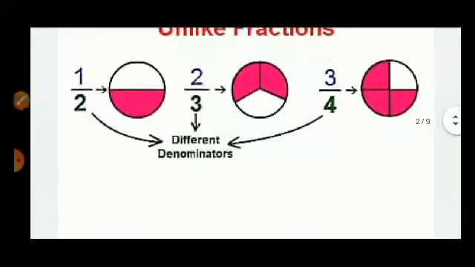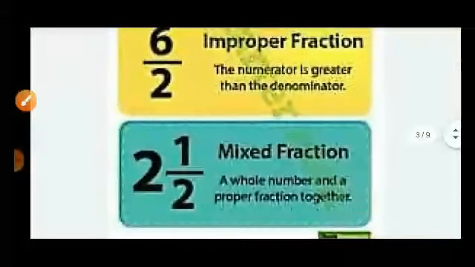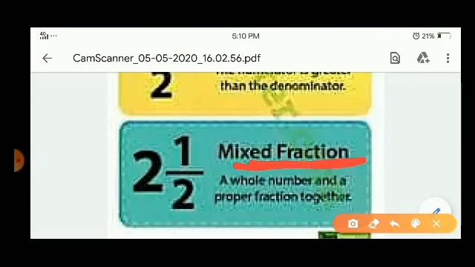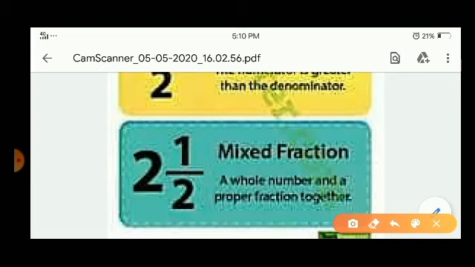Now one more fraction comes here, which is mixed fraction. So what is this mixed fraction? Mixed fraction is having a fraction but it's having a whole number with it. So a whole number and a proper fraction together is known as mixed fraction. Here is the example: 2, 1 upon 2. 2 is the whole number here and 1 upon 2 is a fraction here.